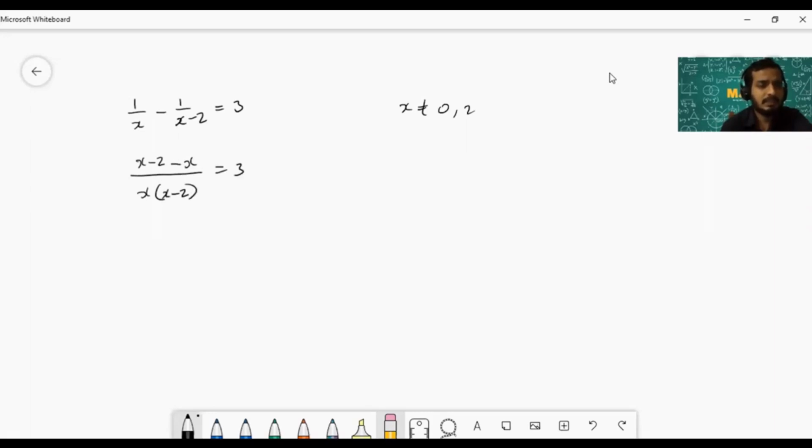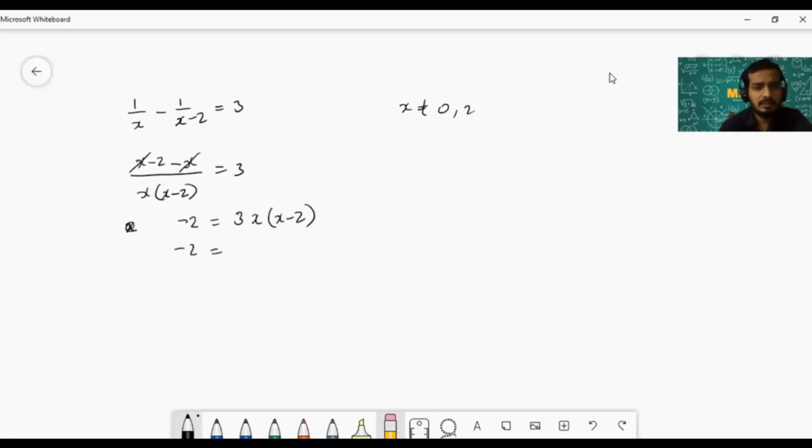So we subtracted the LHS. Now you move this denominator to the right side, so you will get x minus 2 minus x. Can we cancel something here in the numerator? x and minus x we can cancel. So what is remaining here? Minus 2 is equal to 3 into this denominator moved to the right side, so that will become 3x into x minus 2.